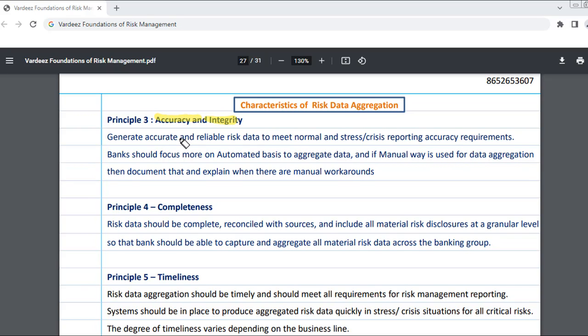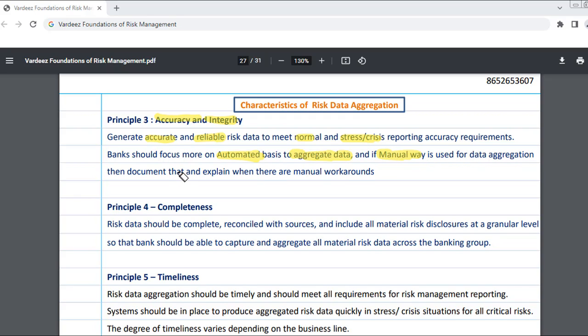Now principle number 3 says that the data aggregation should be accurate and reliable at the same time, and this accuracy and reliability should be there not just in normal times but also during times of stress or a crisis situation. And banks should focus more on automated means to aggregate the data. When they are aggregating the data, automated is the most preferred way. You use the manual way only when professional judgment or human intervention is needed.